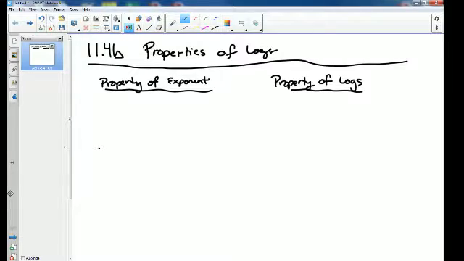So one property for exponents was that, right? What do we do there? Add, right? Okay. There's a very similar property for logarithms. That's going to be the reciprocal to that, right? Because log is just reciprocal to exponential.